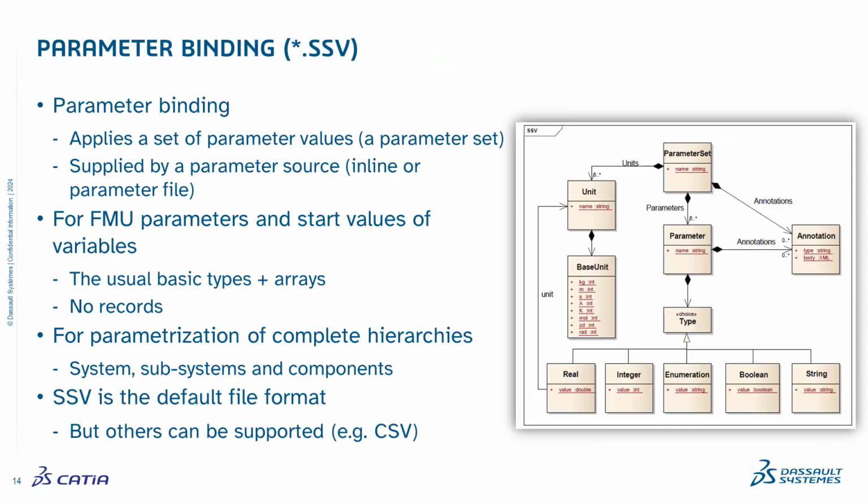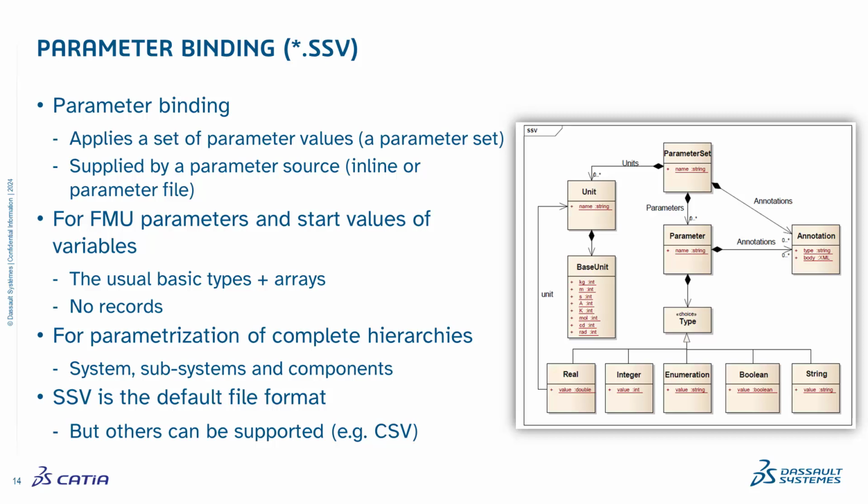The parameter bindings to systems or to components apply a set of parameter values to a component. And the binding can define parameters that are either inline or with a reference to an external SSV file. So for an FMU, for example, you have the ability to set start values, parameters, and so on. And SSP, like FMI, supports the basic types and array constructs, but there is no record.